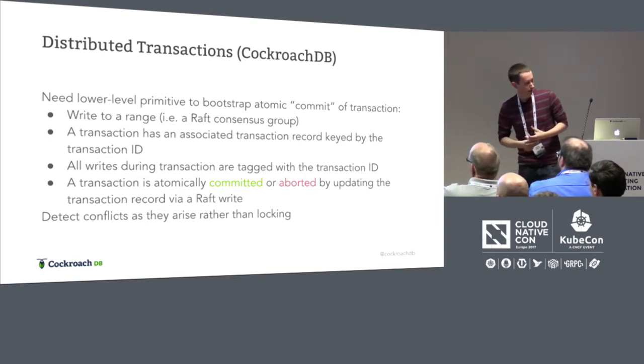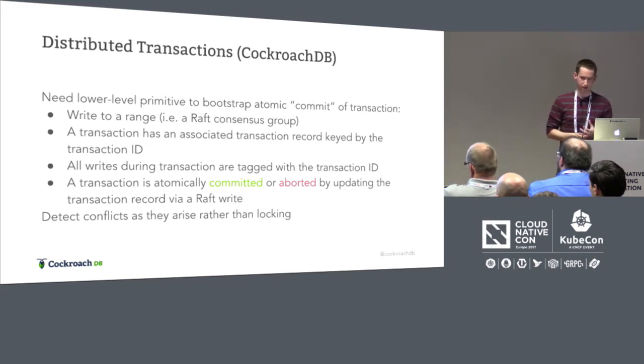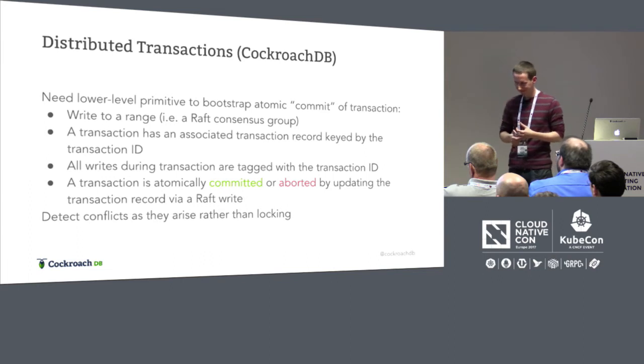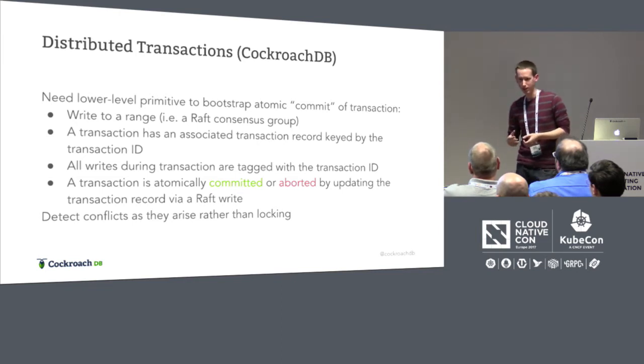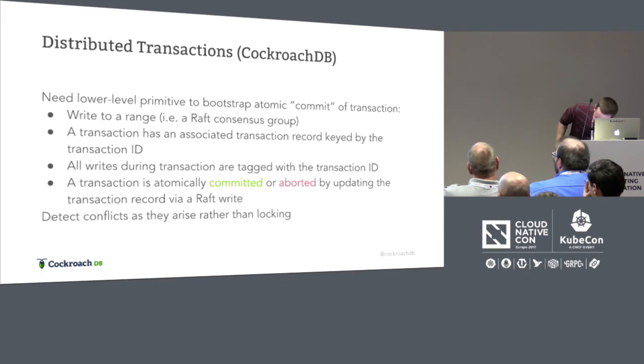And as for locking, we have to use an optimistic concurrency control protocol instead, which effectively amounts to detecting conflicts as they occur, rather than using locks to prevent them from occurring. So we have to detect them and then abort one of the transactions or retry one of the transactions as necessary.